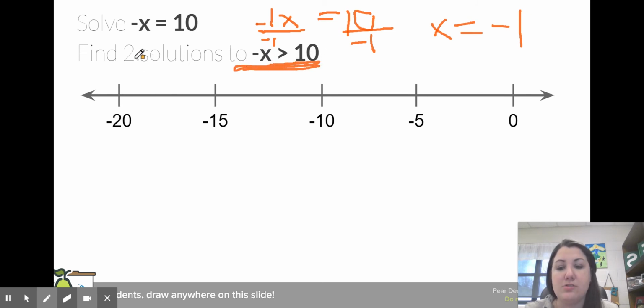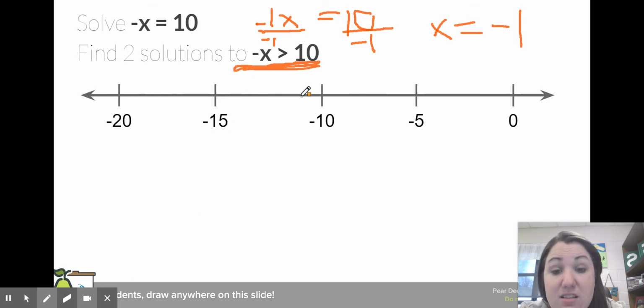I want to know what numbers, so you're actually going to give me 2 numbers that work, if we substitute those numbers for x. Okay, so let's actually start here. I know that negative x equals 10 when x equals negative 1. So I actually want the case where it's greater than 10. Then I can think to myself, well, 11's greater than 10. How would I get 11? Well, I could do negative 1 times negative 11, and that would give me positive 11.